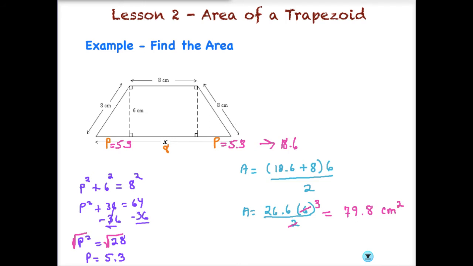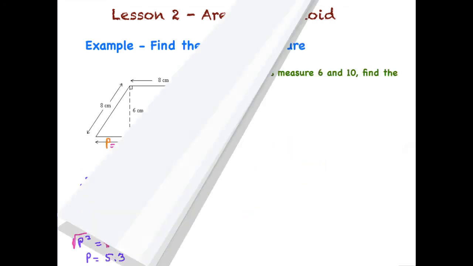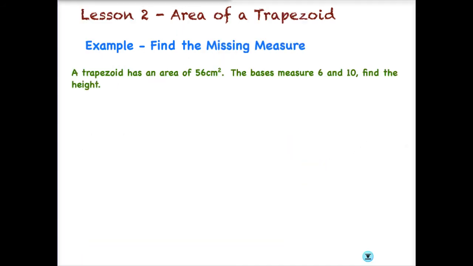All right, let's try another example. In this example, we need to find the missing measure. Now notice in this example I'm not given a diagram, but you should still draw a diagram to help you solve these problems. So here we have a trapezoid. So I'm going to draw a trapezoid and label it. The area is 56 centimeters squared.